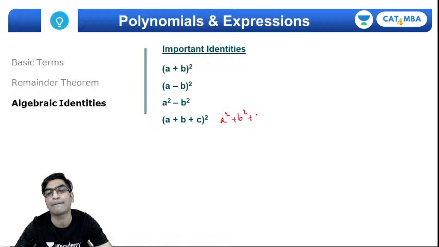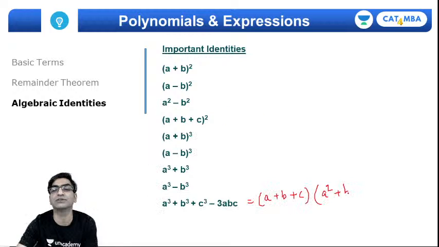Now here's another unique identity. It's a very atypical identity. A cube plus b cube plus c cube minus 3abc will be (a plus b plus c) into (a square plus b square plus c square minus ab minus bc minus ca). That's the identity there.